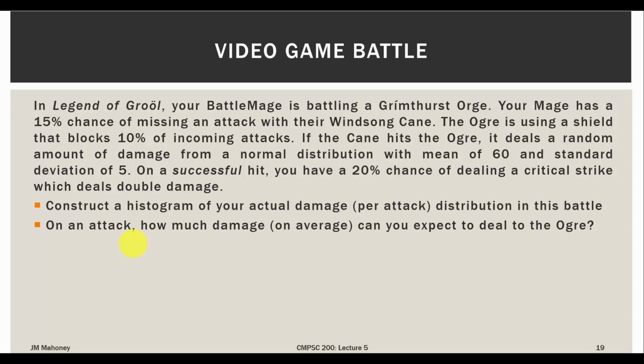So in just this scenario of us attacking this ogre, what we're interested in is looking at what's the histogram of the damage we are going to deal based on all of these random events happening at the same time: the possibility of us missing, the possibility of it being blocked, the amount of damage we could deal, and then the possibility of being able to do double damage. So what does that distribution look like just on our attack on the ogre on this round? And then on average, with all of this happening, what's the average amount of damage we can expect to deal to the ogre?